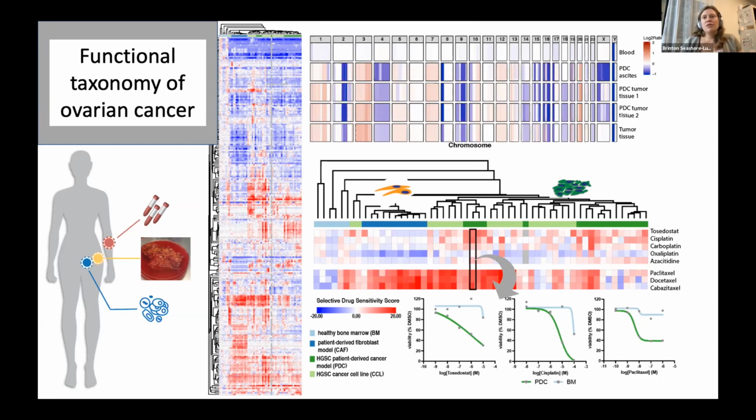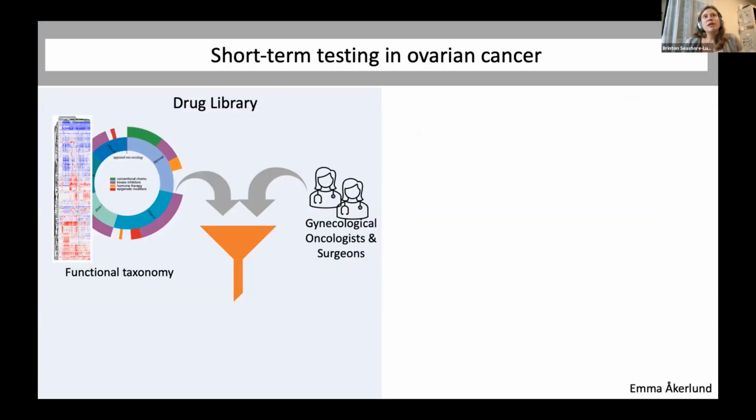So this is really interesting to understand the overall drug response landscape, and you can use it to scale up into drug discovery projects, which we're working on now. But what we can't do is something similar to what Bernd has described, which is do this quickly. So what we've been working on is looking at short-term testing in ovarian cancer.